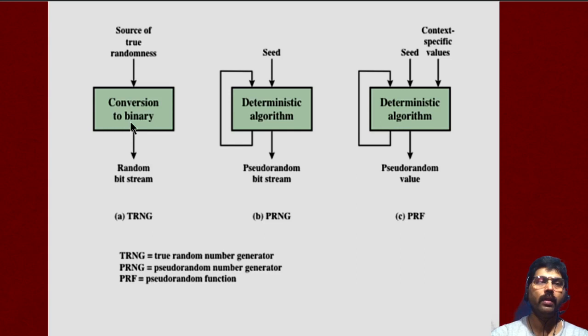Now see here, this first diagram depicts the true random number generator, and the remaining two diagrams depict the pseudo number generator. In a true random number generator, it makes use of the input source. This is also called the entropy source.